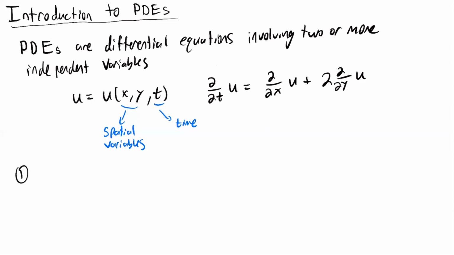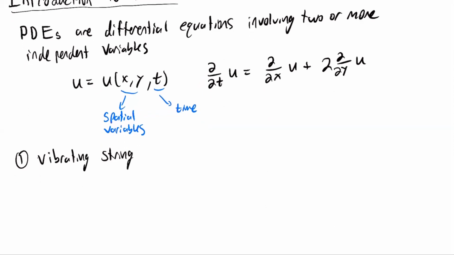So the first is, well, this is a pretty common example to begin with. So let's imagine a vibrating string. For example, you have a guitar and you pluck the guitar string, and then the guitar string vibrates over time until eventually it stops. So it turns out that this phenomenon can be described pretty accurately by a partial differential equation, which is one of sort of the core equations that we'll be looking at later on.